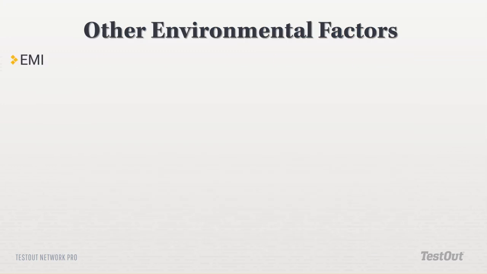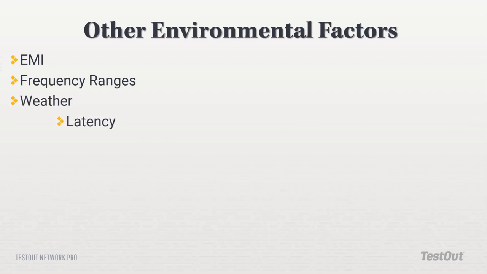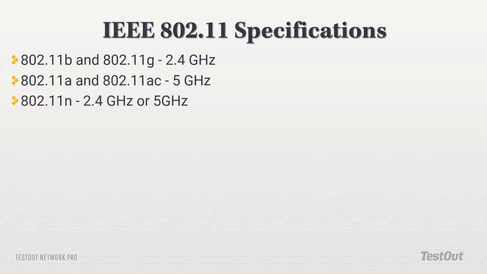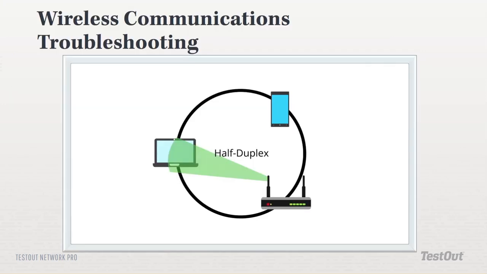So we have EMI, electromagnetic interference. We have frequency ranges. I decided to play with some animation in here. We have weather as an issue. We have latency as an issue. We have RFI interference, your antenna type, and antenna and access point placement. All of these can affect your wireless. Then here are your specifications for B and G, for A and AC, and for N.